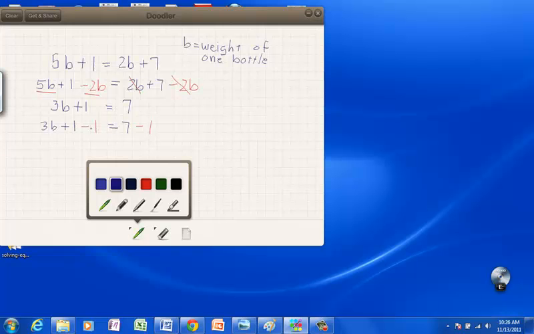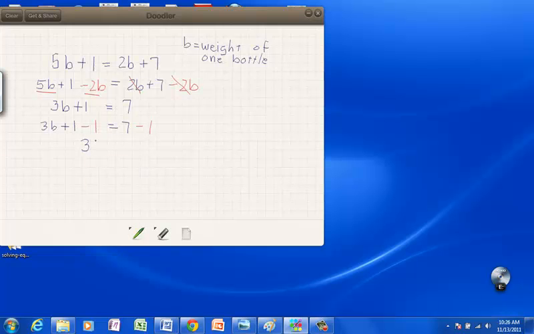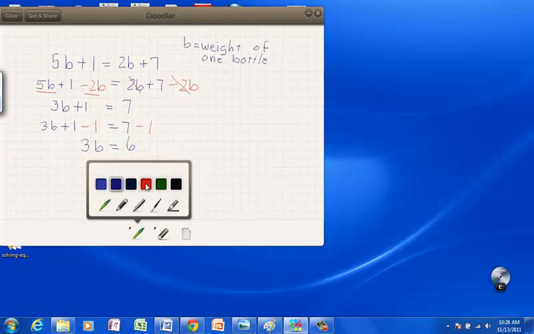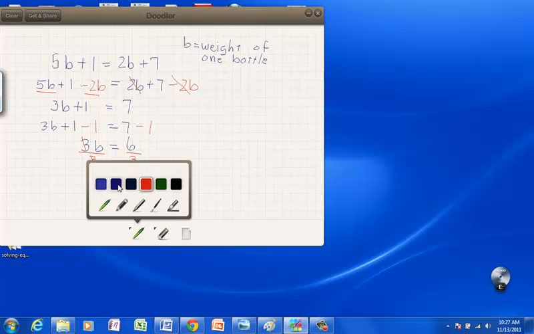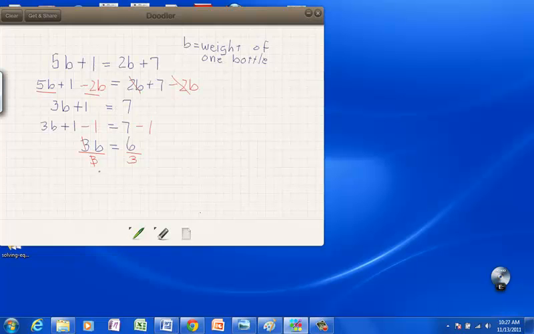So 3B plus 1 minus 1 is just 3B. And 7 minus 1 is just 6. Now this is a problem we can do in our head, but if I want to show my work, if this were a harder problem, my next step would be to try and get B by itself, so I would divide by the coefficient of B, divide by that 3, and whatever you do to one side, you have to do to the other side. And our final answer then is B is equal to 6 divided by 3 is 2.